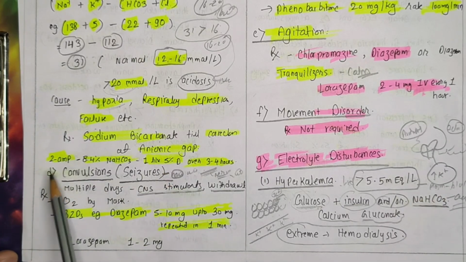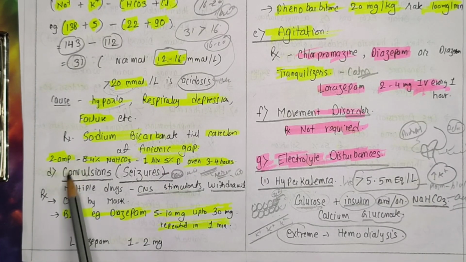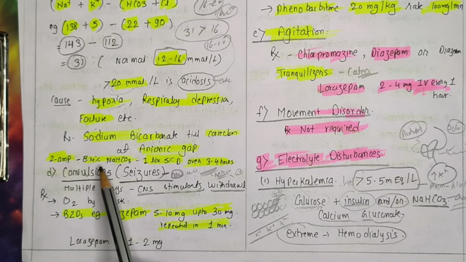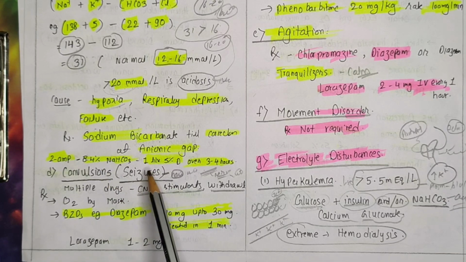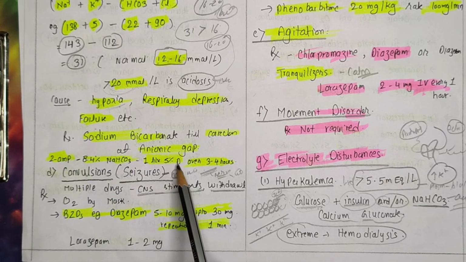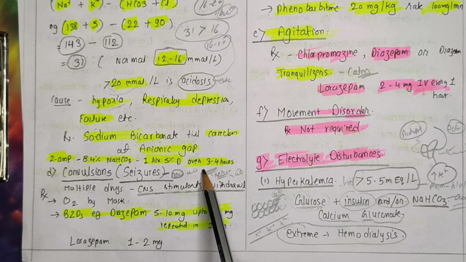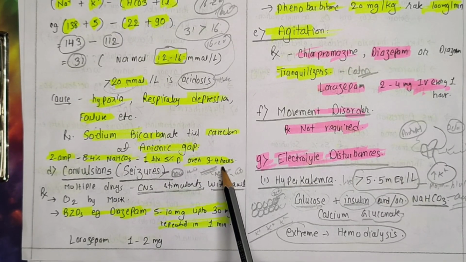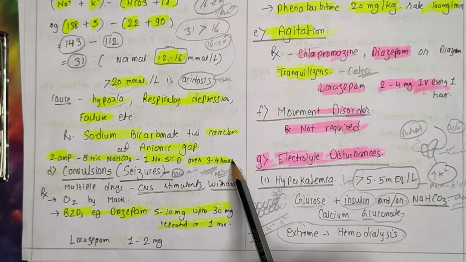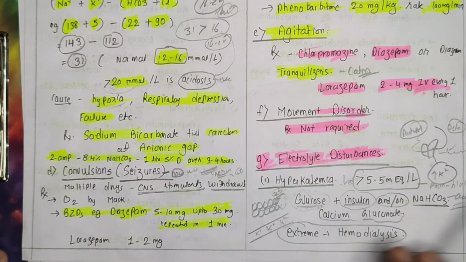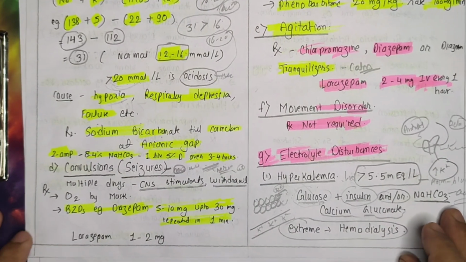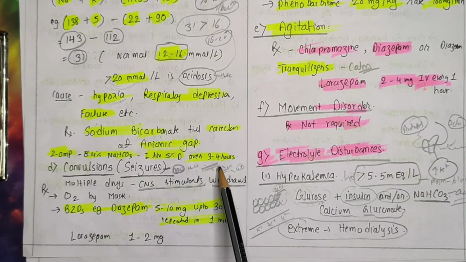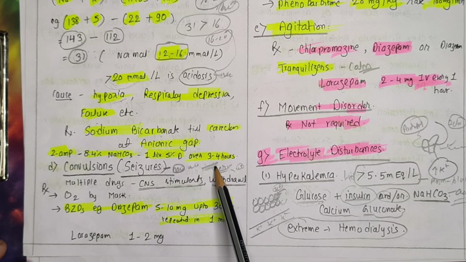So how to give this drug? We have to take 2 ml of sodium bicarbonate, that is 8.4% sodium bicarbonate, and mix it in 1 liter of 5% dextrose, and infuse this solution over a 3 to 4 hour period. So up to when do we have to do that? Up to the normalization of the anion gap. Once the anion gap is normalized, we have to stop it. Right? This is how we correct the metabolic acidosis condition.